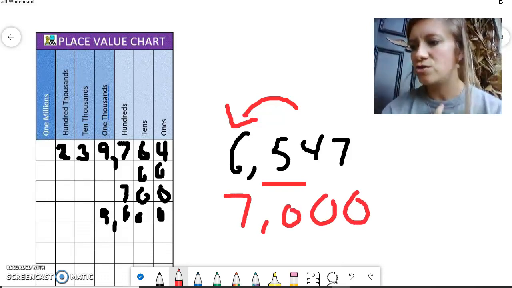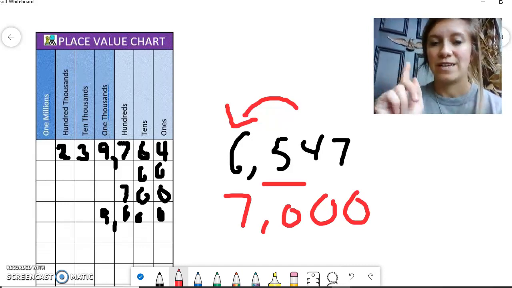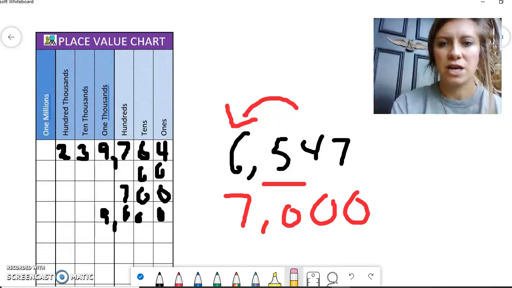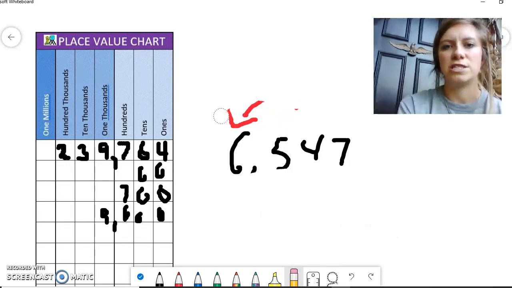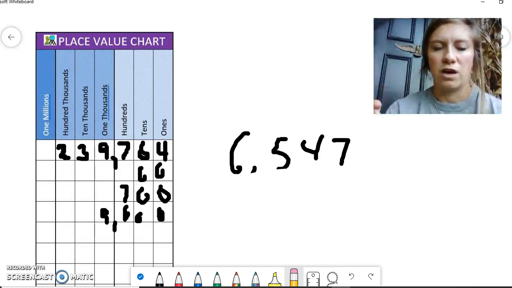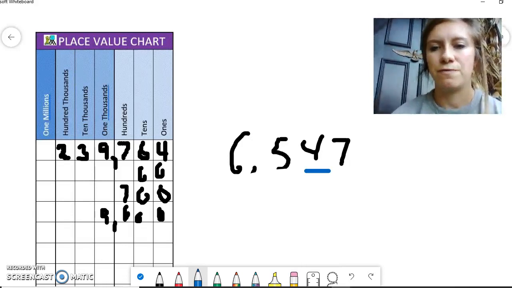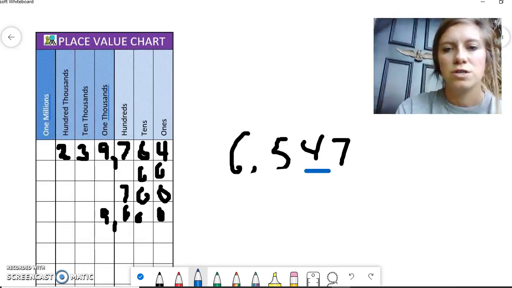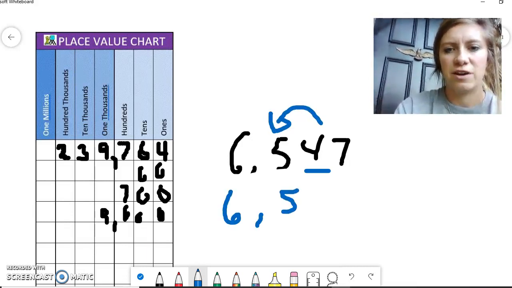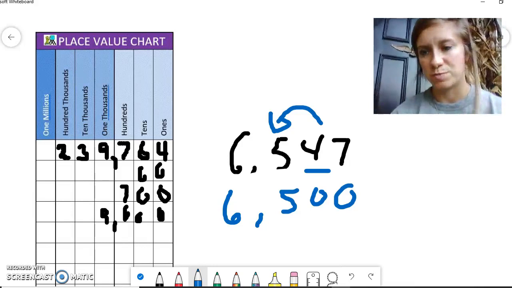Okay? Now why don't you try to round 6,547 to the nearest hundred. So now that I'm rounding this number to the nearest hundred, I'm not looking at my hundred spot to round. I'm going to be looking at my number to the right, which is the 4. So let's do it. And since that number is 4 or below, I leave it alone. So I'm going to make this number stay the same. So 6,500 would be rounding that number to the nearest hundreds place.